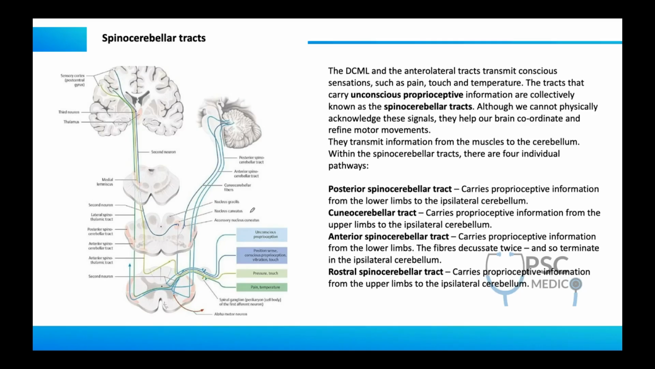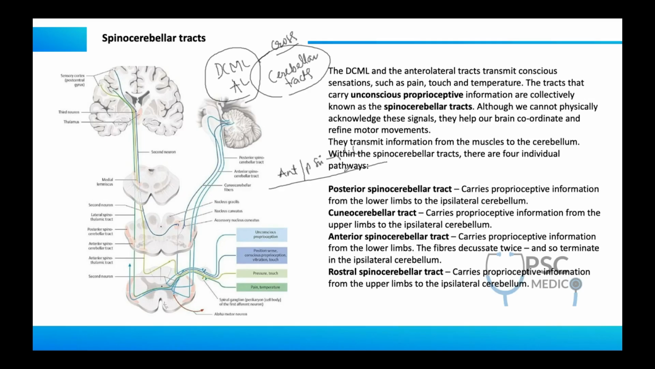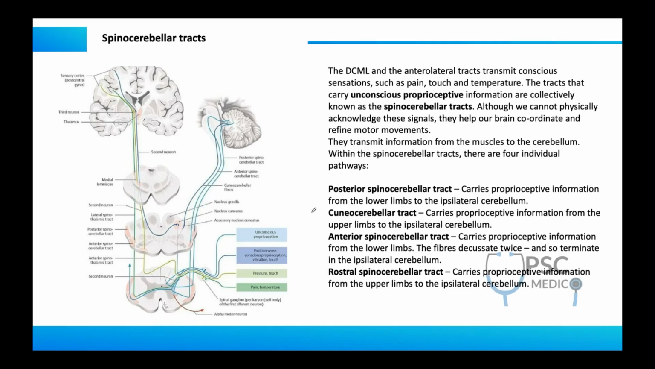So what is the basic difference you now notice from the dorsal column medial lemniscus pathway and the anterolateral system? They cross, but the cerebellar tracts here do not cross. This is one important take-home point. We have two things. One is the anterior and posterior spinocerebellar tracts, which carry proprioception from the lower limb, and also the cuneocerebellar and rostral spinocerebellar tracts, which carry it from the upper limb, and they do not cross. They carry the sensation of proprioception from the limbs to the ipsilateral cerebellum.